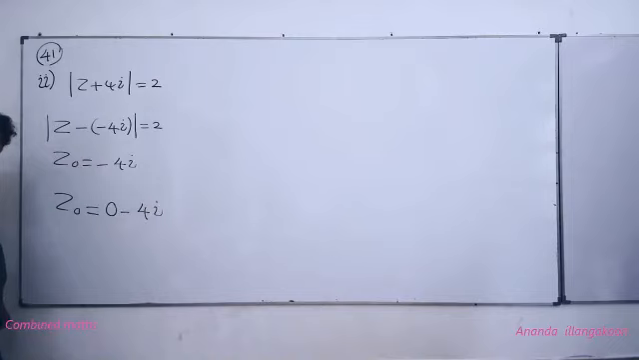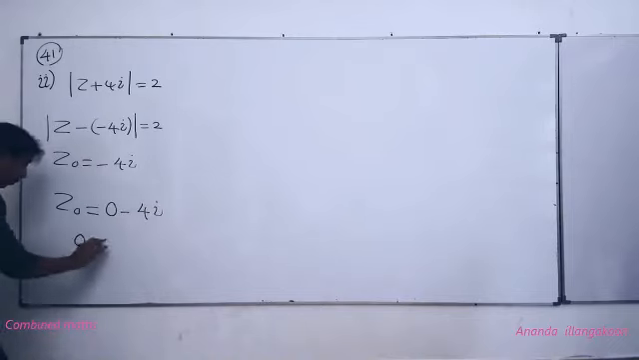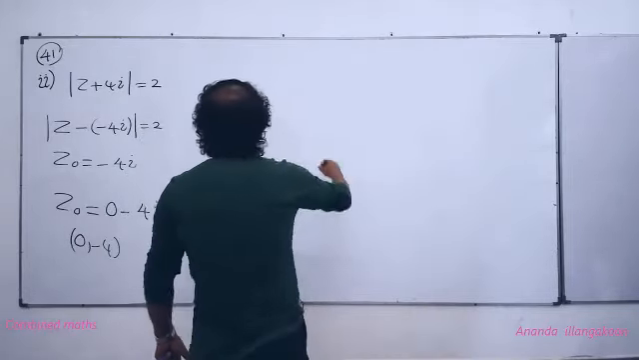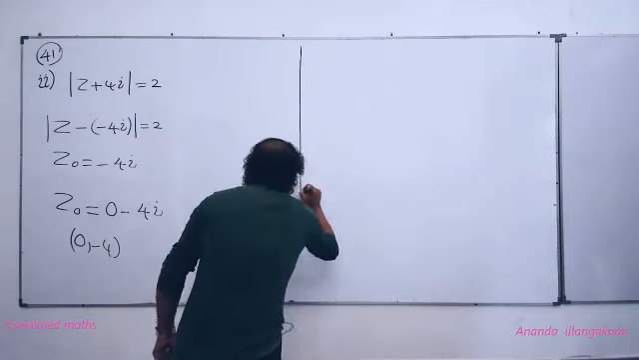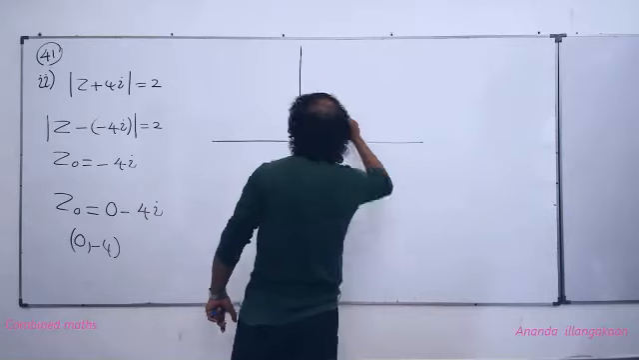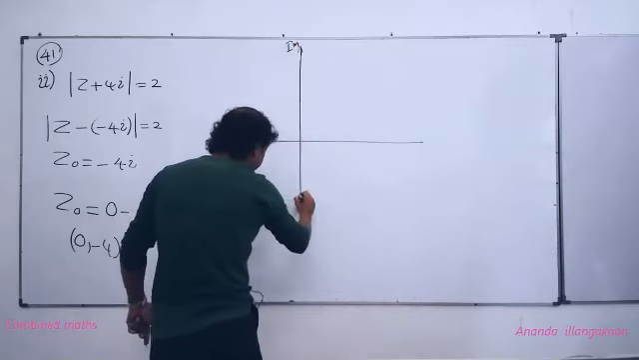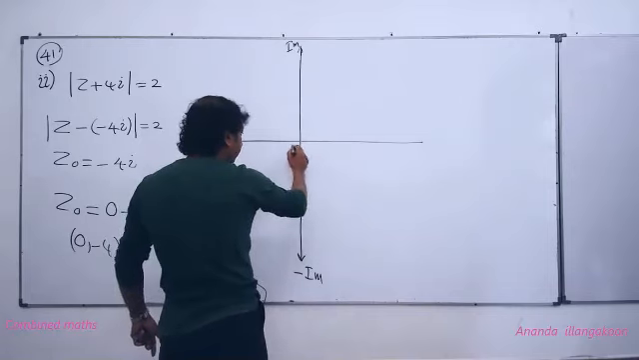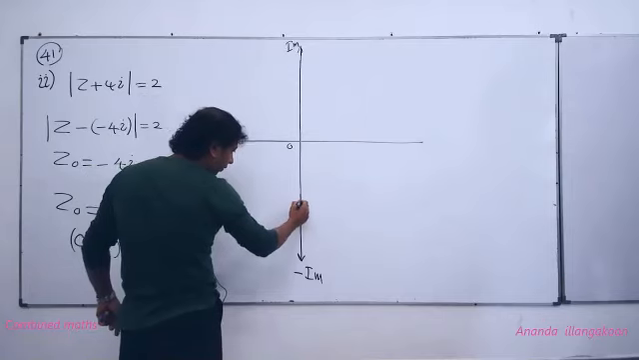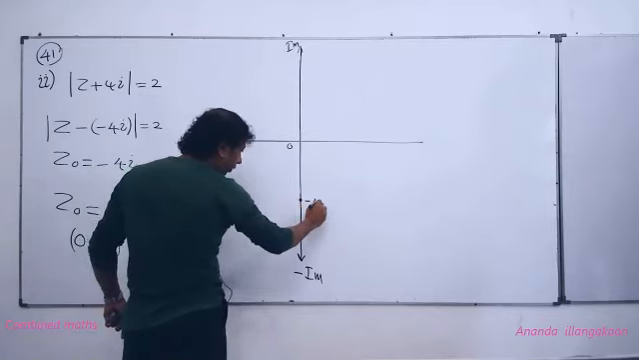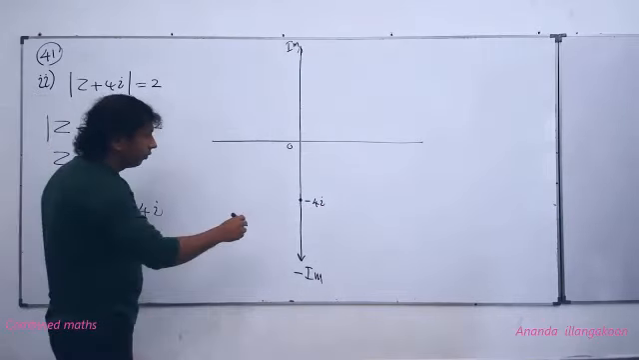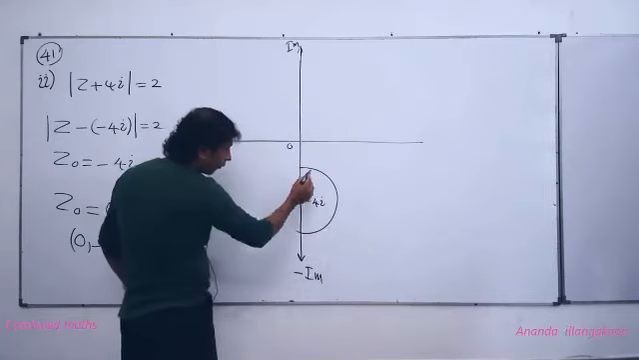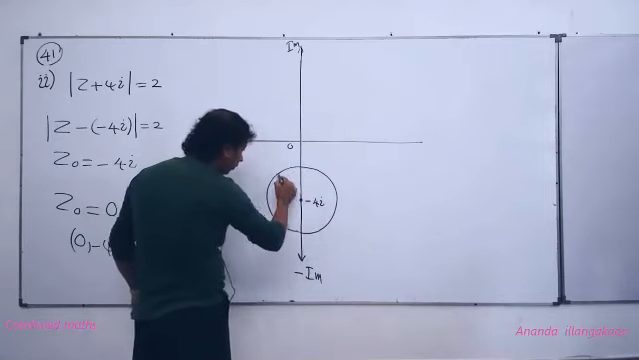In coordinate form, when we express the center, it is (0, -4). On the negative imaginary axis, the center lies. Right, like this. Zero minus four, somewhere here, suppose. Then this complex number is 4i, minus 4i. Radius is 2. Then the length from here to here, people, is 4 units, no? Radius 2 means the circle like this. Right? This circle.